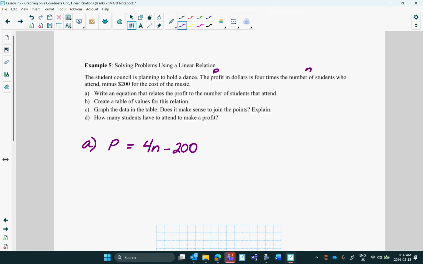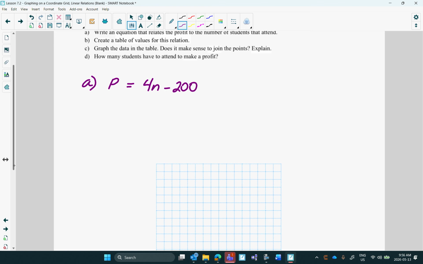Now we want to graph this equation. But notice, I haven't given you a table this time. We have to make our own. So remember, n comes first.